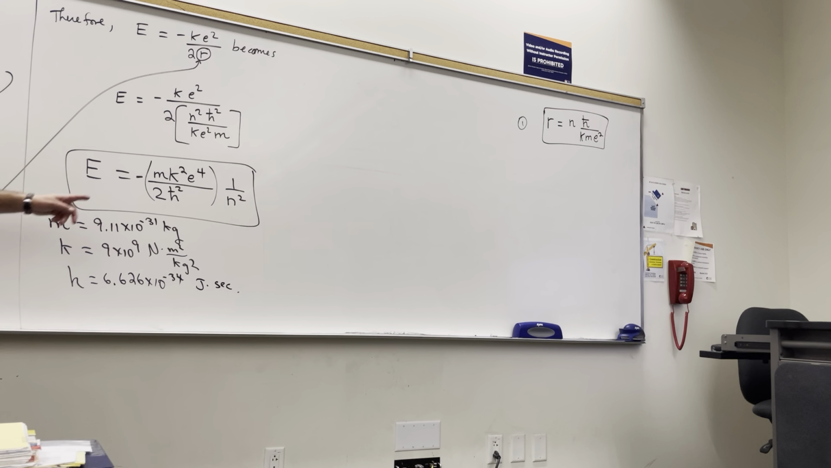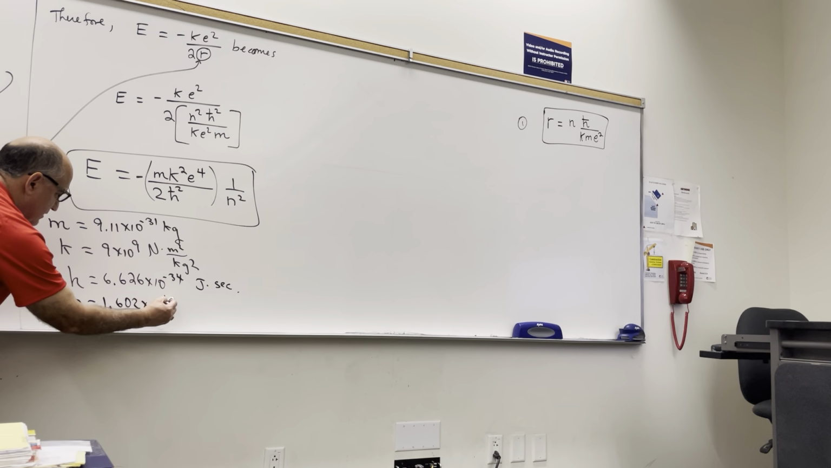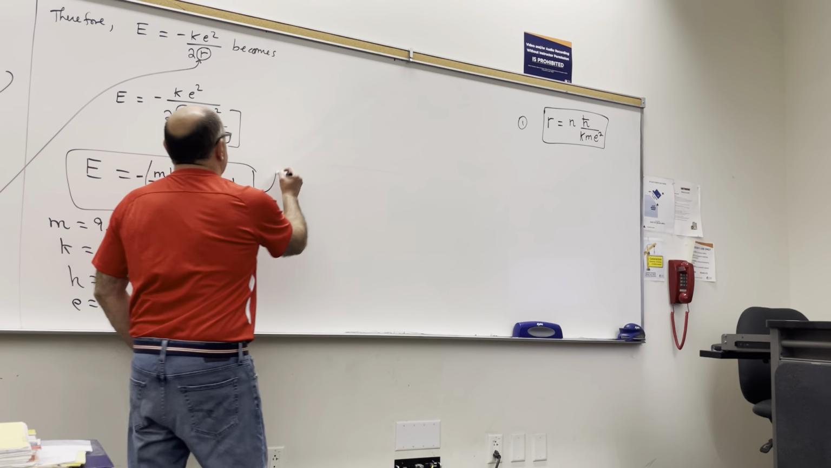Anything else? Let's see, we have, oh, and e is 1.602 times 10 to the minus 19 coulombs. Is that 1.602? Electric charge? That rings a bell, but anyway, 1.6 times 10 to the minus 19 coulombs. Okay, so let's do this then.